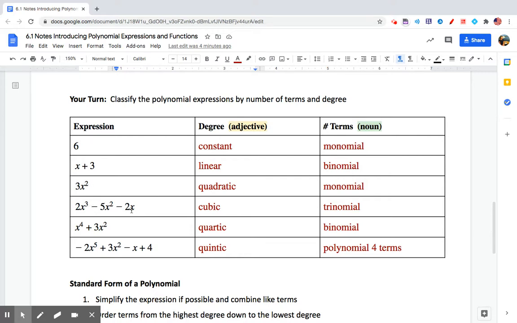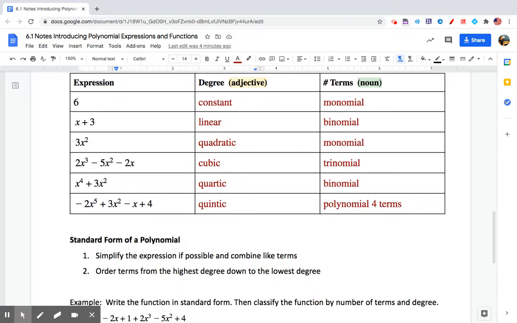This has 3 terms, so it's a trinomial. More specifically, it's a cubic trinomial. This one here, because it's to the 4th power, is quartic. Because it has 2 terms, it's a quartic binomial. And this one here is a quintic polynomial with 4 terms.